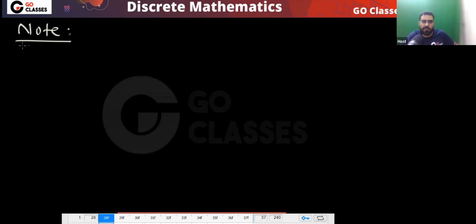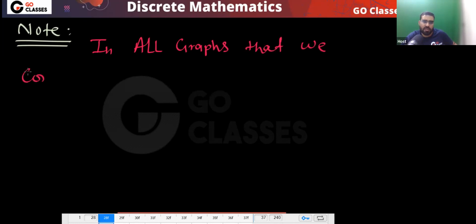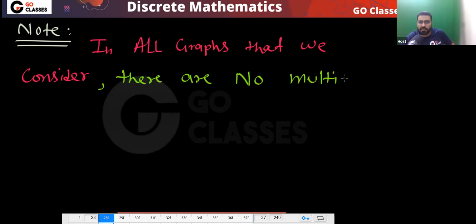Everything that we study in this lecture, we will assume that there are no multiple edges between two vertices. Note that in all graphs that we consider, whatever graph we consider, there are no multi-edges.